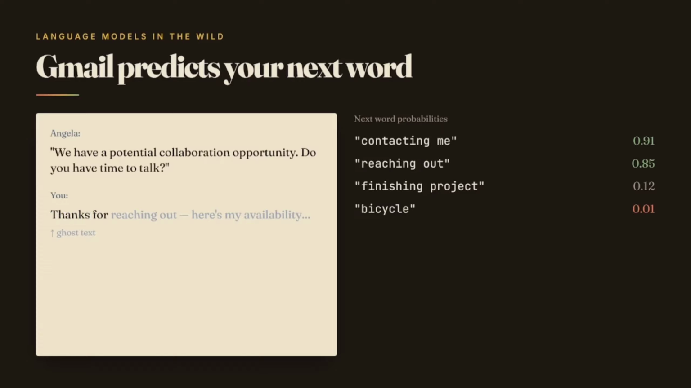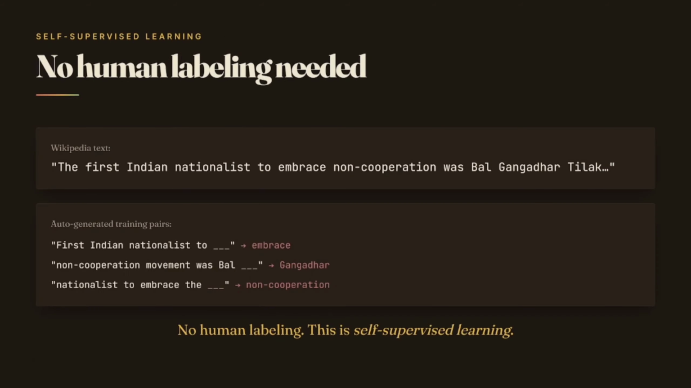If you train a neural network on a huge corpus of text and have it predict the next word in a sentence, you get what's called a language model, an AI model that predicts the next word or set of words for a given input sequence. You can even generate training data for this automatically. Take a Wikipedia article on India's freedom movement and create fill in the blank exercises. "First Indian nationalist to embrace dash." You generate thousands of these pairs, feed them into a neural network, and train it. No human labeling needed. This approach is called self-supervised learning, and it's one of the reasons language models can be trained on such massive datasets.